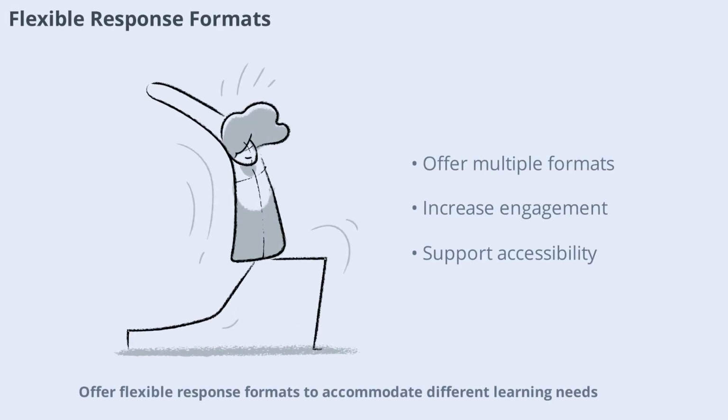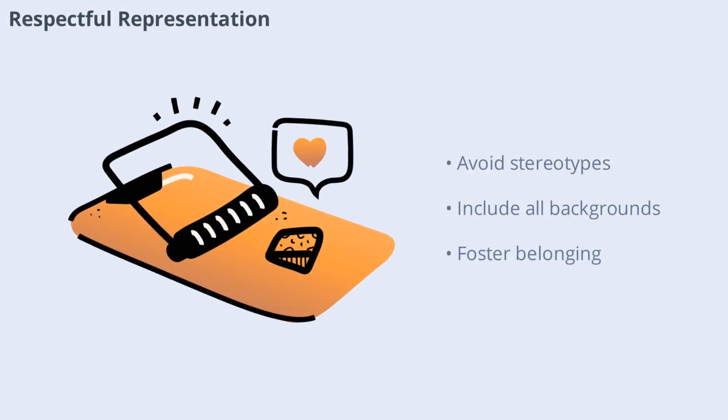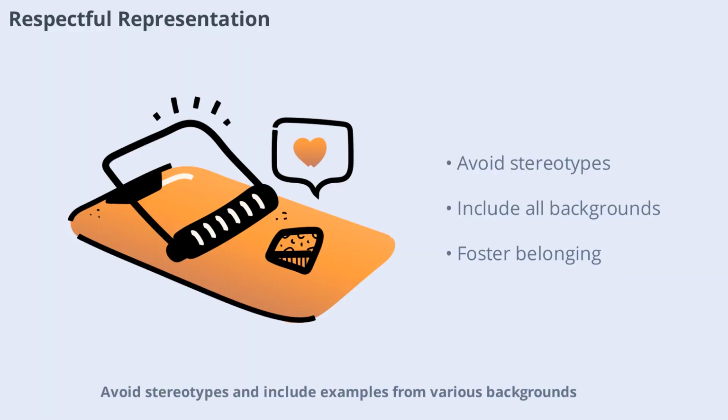Offer flexible response formats to accommodate different learning needs. For example, allow students to respond orally, in writing, or through drawings. This flexibility increases engagement and accessibility. Ensure your resources represent all students respectfully. Avoid stereotypes and include examples from various backgrounds. This approach fosters a sense of belonging and respect in your classroom.